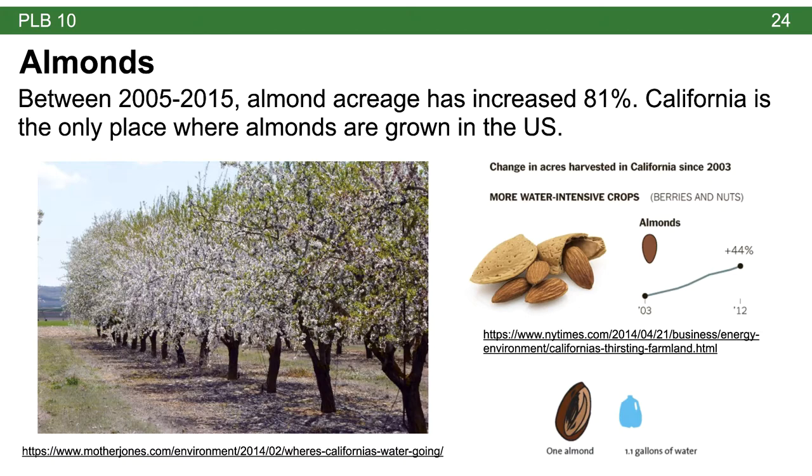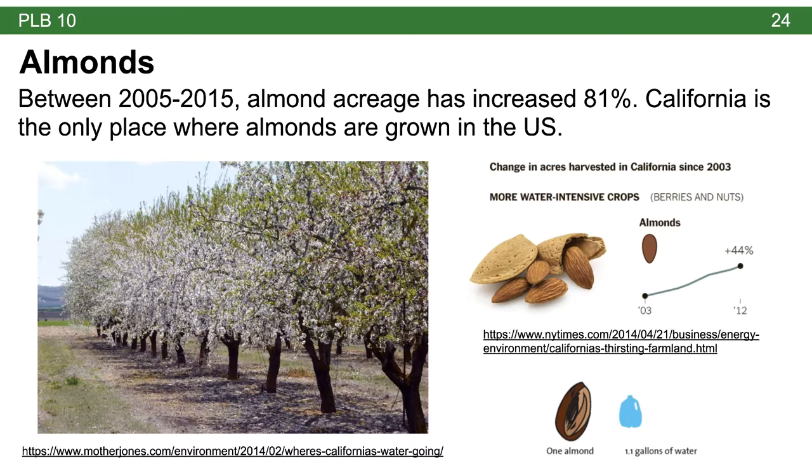Perhaps the most remarkable trend in California over the past 10 years or so is the rapid increase in almonds. Between 2005 and 2015, almond acreage has increased by 81%. So California is essentially the only place in the U.S. where almonds are grown.